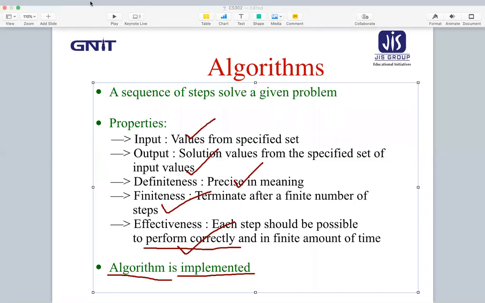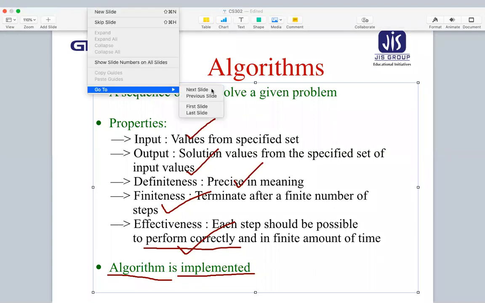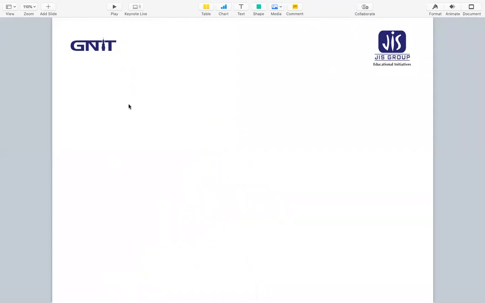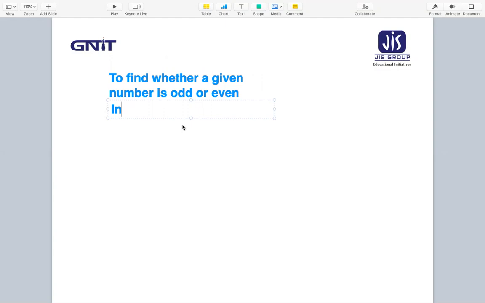So, telling this and giving a very practical example, I will just move to a more common example: to find whether a given number is odd or even. Students, please see this program nicely, and in the next class, when I come back, I will be defining what the difference between algorithm and pseudocode is.